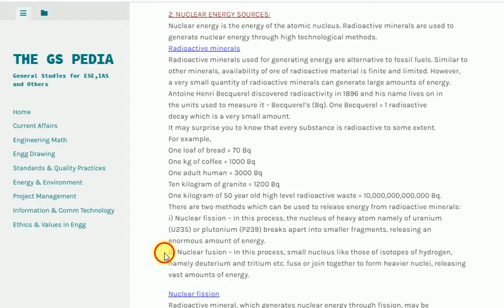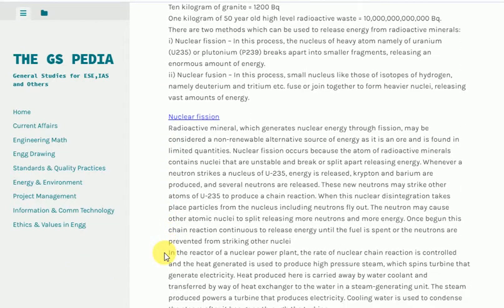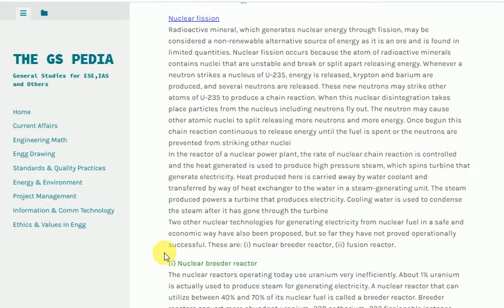Nuclear fission. Radioactive mineral, which generates nuclear energy through fission, may be considered a non-renewable alternative source of energy, as it is an ore and is found in limited quantities. Nuclear fission occurs because the atoms of radioactive minerals contain nuclei that are unstable and break or split apart, releasing energy. Whenever a neutron strikes a nucleus of U-235, energy is released, krypton and barium are produced, and several neutrons are released.